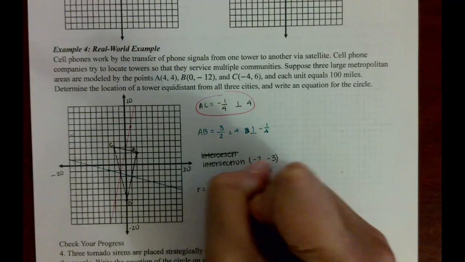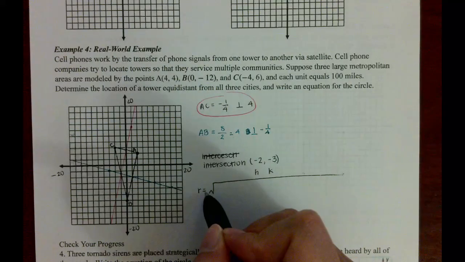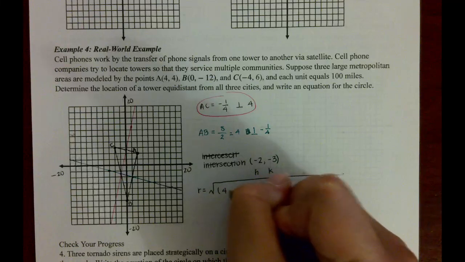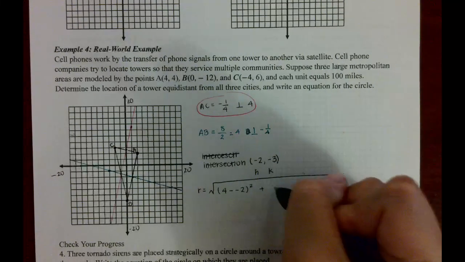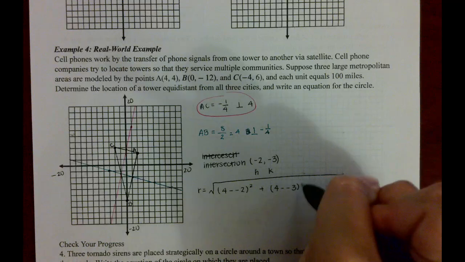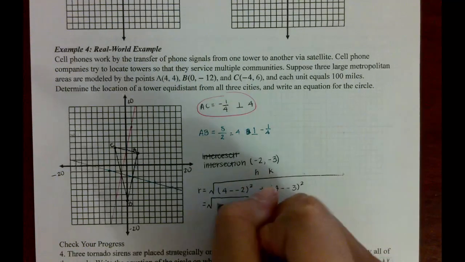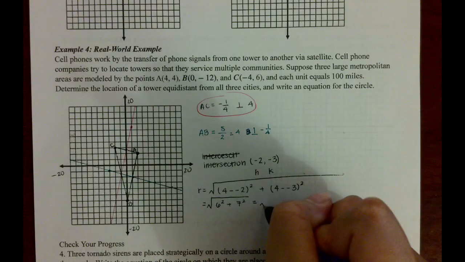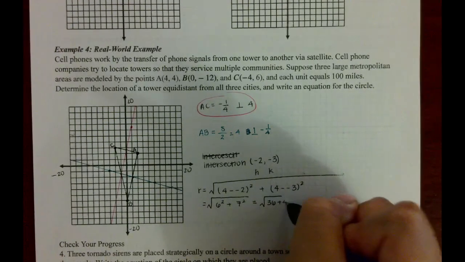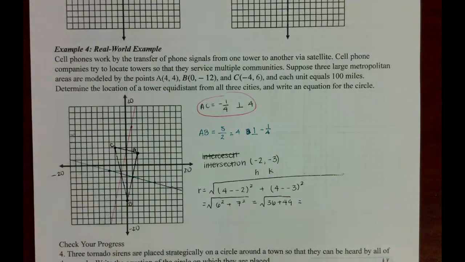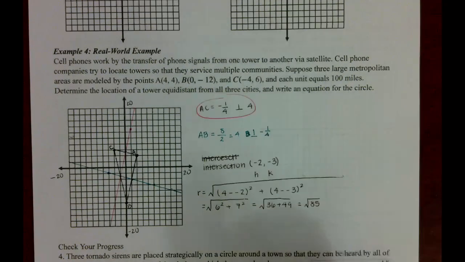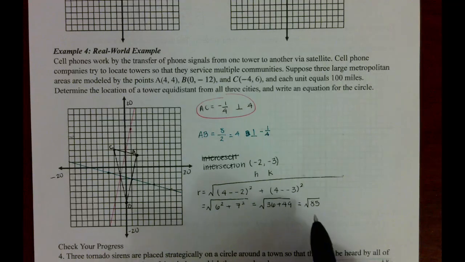Okay, so square root. This is the distance from the center to A. So 4 minus -2 squared plus 4 minus -3 squared. 4 minus -2 is 6, so 6 squared plus 7 squared. This is 36 plus 49, which gives me 85. The square root of 85. So the radius is a distance of square root of 85.